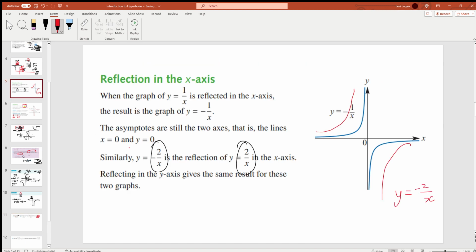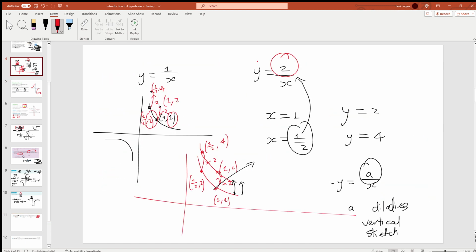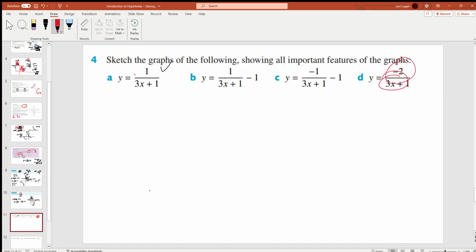So if we take a look at our previous notes, when you have this number up here, it takes your y value and multiplies it by that number. So for example, if that was 3, then your y value would be multiplied by 3 every single time. So whatever this number is, that's how it's going to get stretched or compressed vertically. In this case, it's going to get stretched because the number's bigger than 1 and negative. So we'll go y equals -2/(3x+1).